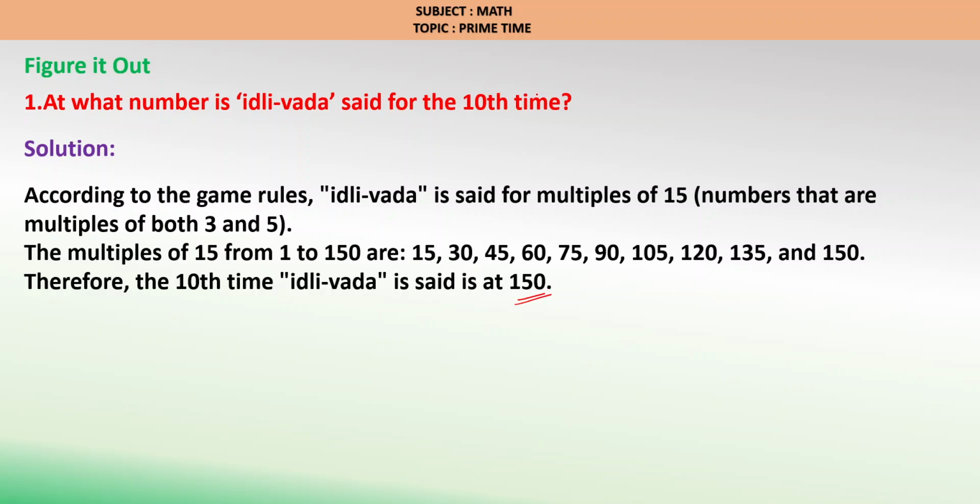If they ask for the 20th time, we need to multiply 15 with 20. The answer will be 300. Similarly, if they ask for the 100th time, it is 15 into 100, 1500.